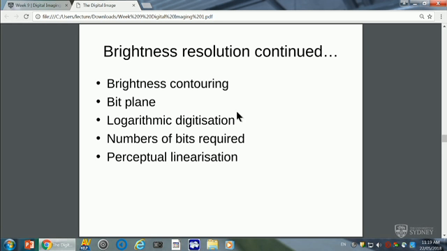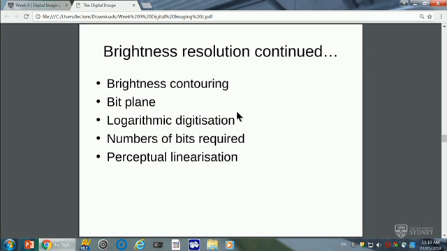Now, bit plane could be useful in compression, because if you work out which of the bit planes are least useful to you, you can pull that out of the image. But I wouldn't worry too much about it. Just be able to recognize what it does. Logarithmic digitization.